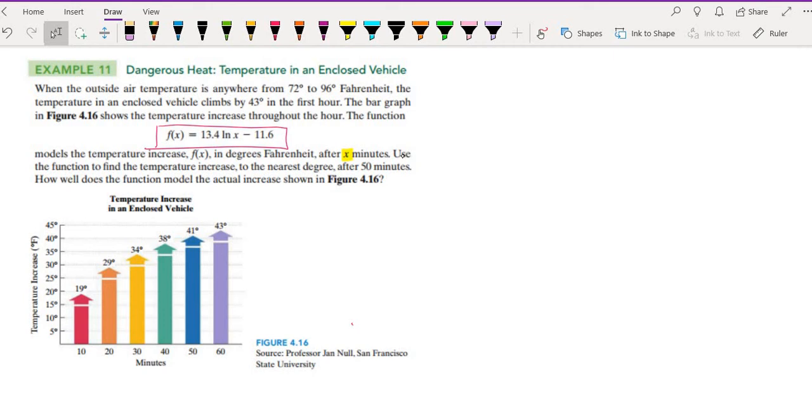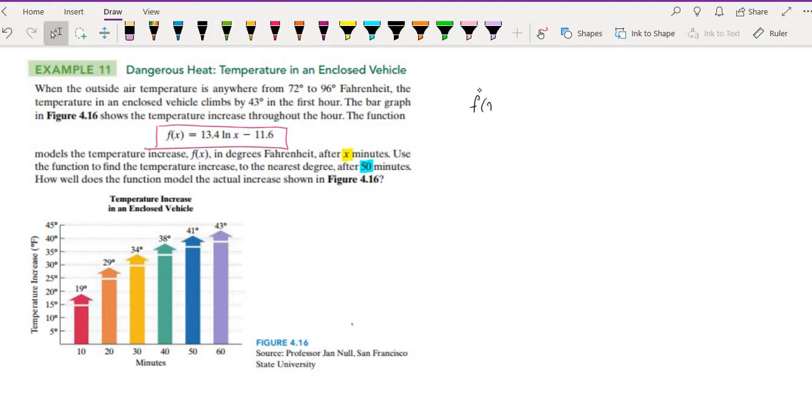When you have application questions, you really want to save your time. You want to read in a very smart way. You look at the main function, then you look at what the x is, and then you look at what they're asking you. The question is after 50 minutes. So use the function to find the temperature increase to the nearest degree after 50 minutes.